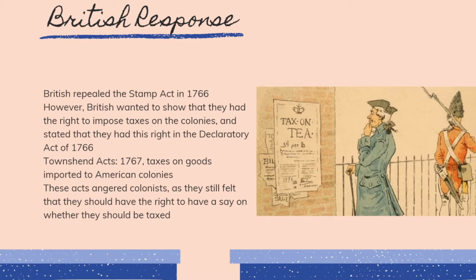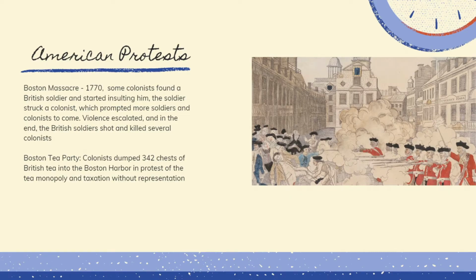With the growing protests, the British had to do something. As a result, they eventually repealed the Stamp Act. However, they still wanted to show that they had the right to impose taxes on the colonies, since the colonies were under British rule. As a result, they imposed the Townshend Acts, which essentially taxed goods on imports. Obviously, since the British were still taxing without representation, the colonists kept protesting.